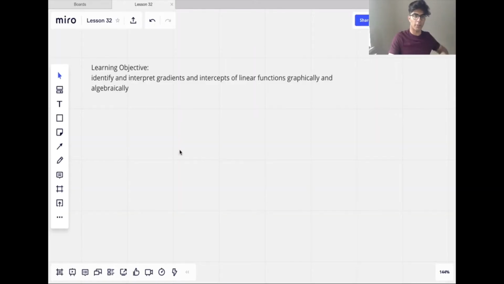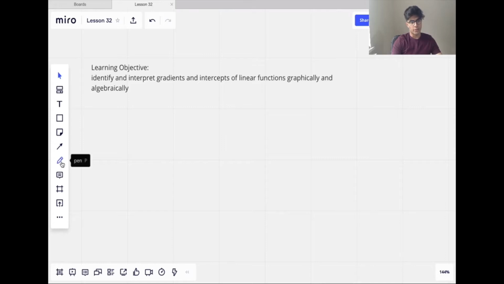Today's learning objective is to identify and interpret gradients and intercepts of linear functions graphically and algebraically. Most of this we covered last video, especially in terms of theory, so this video is going to be a bit more worked-examples related. So it's very important that you check out the last video. As usual, timestamps are here, so feel free to skip to any part of the video. But yeah, let's get into it.